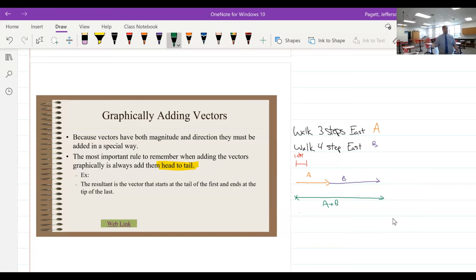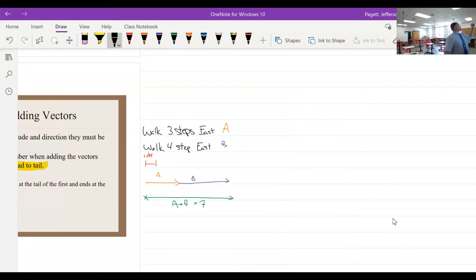And I know what you're thinking. You're like, dude, this is crazy easy. Why do I have to do this? I know that if I walk 3 steps east and then 4 steps east, that's going to equal 7, and life is good. I don't really need to do this. But here's the other trick, and we talked about this already. I'm going to do the exact same thing, except now I'm going to rewrite it. I walk 3 steps east, and then I walk 4 steps west.